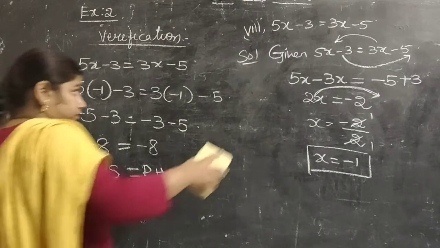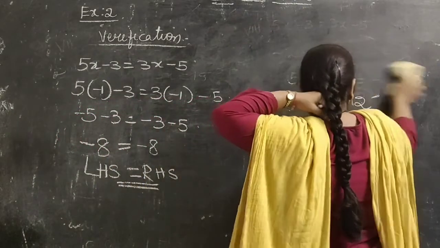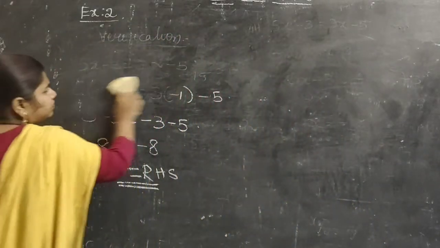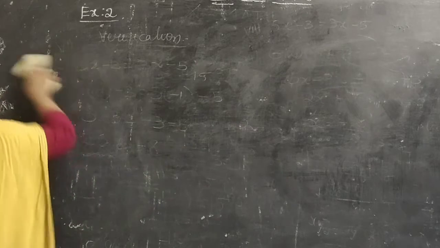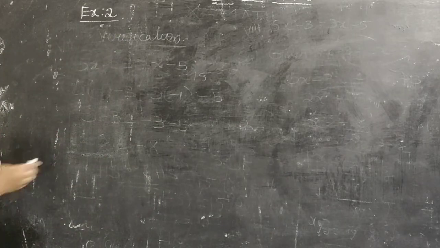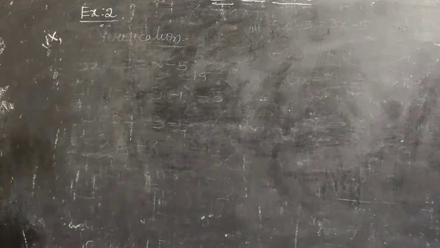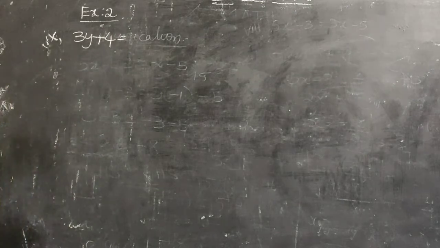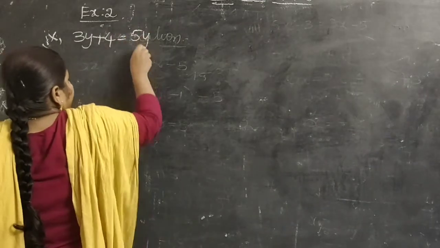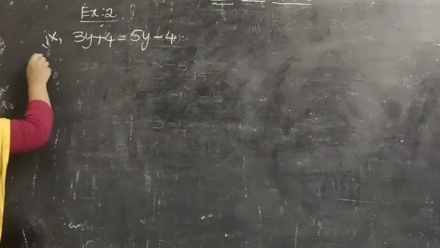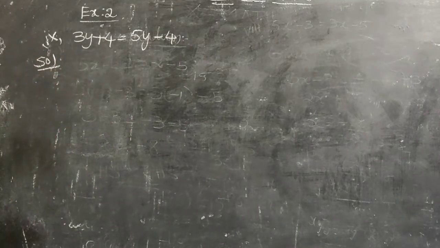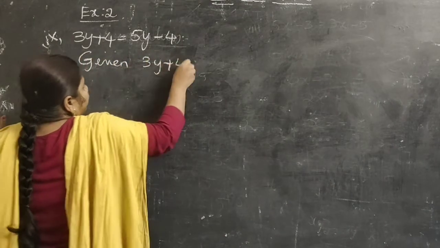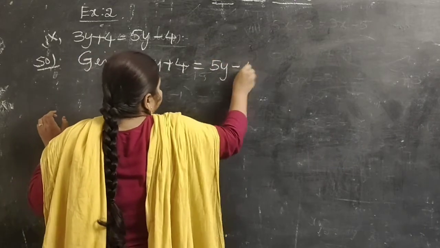Next is ninth one. 3y plus 4 is equals to 5y minus 4. So before problem we have to solve. So given 3y plus 4 is equals to 5y minus 4.